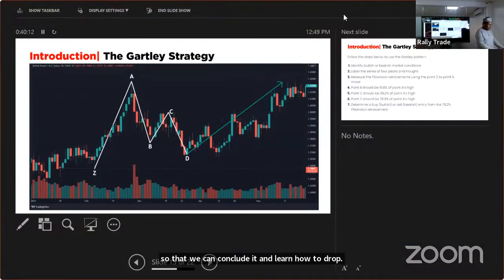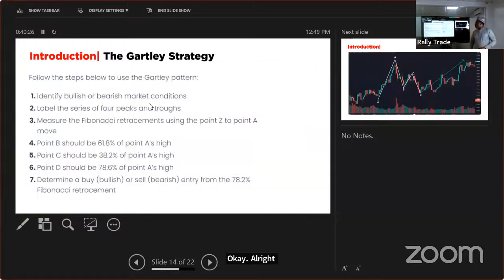Share this screen. This one. Okay, so now let's go to the setup. First of all, identify a bullish or bearish market. The first thing you want to do is to check whether the market you're looking at is bullish or bearish. It's very important. If Euro USD is going up, you say it's a bullish market, is that not? Yes. All right. And if it's going down, it's a bearish market.